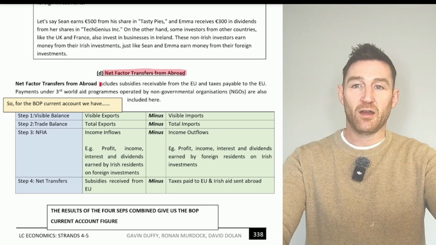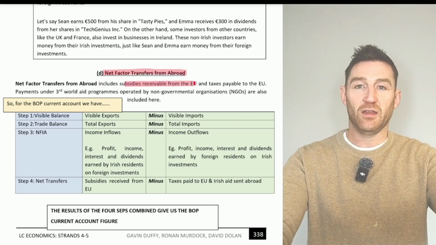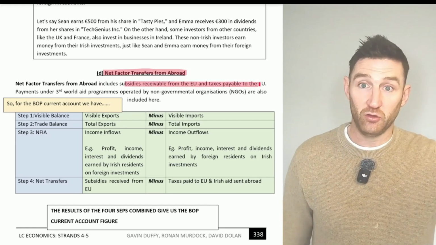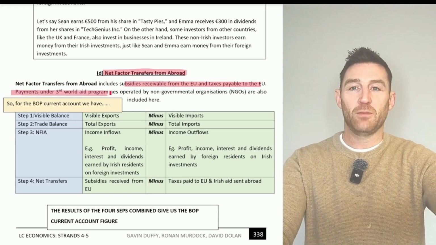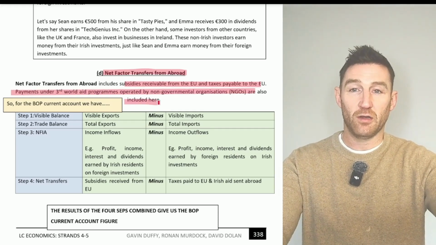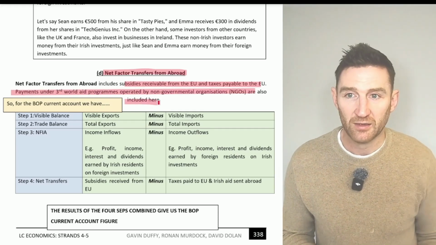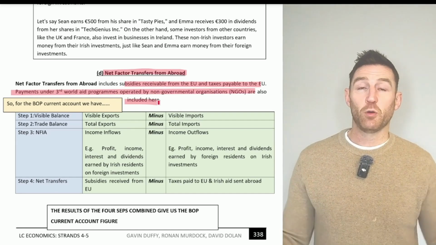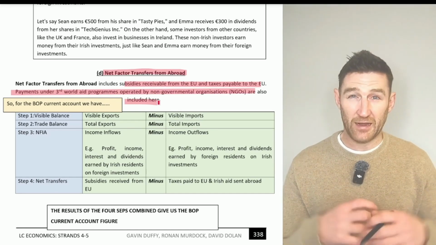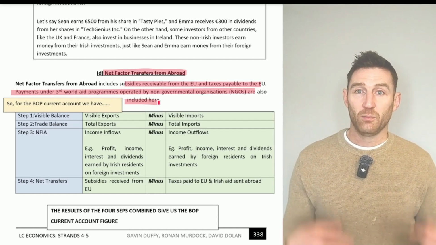Really what we're talking about here is subsidies received from the EU and taxes payable to the EU. Payments under third world aid programs operated by NGOs are also included here. So that would be an outflow. That would be an outflow. So if we're putting it all together, we're going to put all of that together to calculate our current account balance.